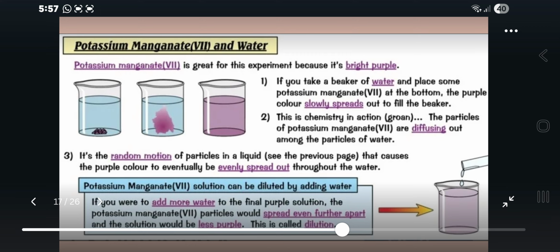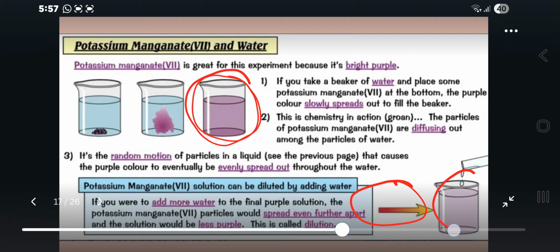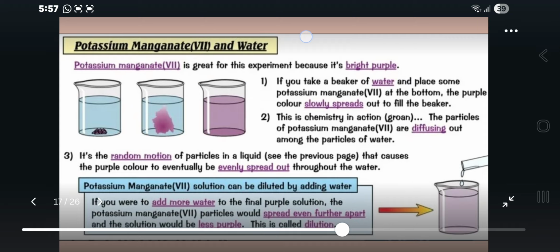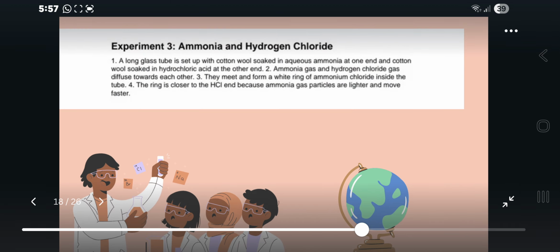See, they are showing you when the particles are even more far apart, then what happens? The darker purple color changes to this much lighter color. See, can you see it? This process is called what? Dilution. I'm writing it for you. This process is called dilution. Let's move on. Understood?